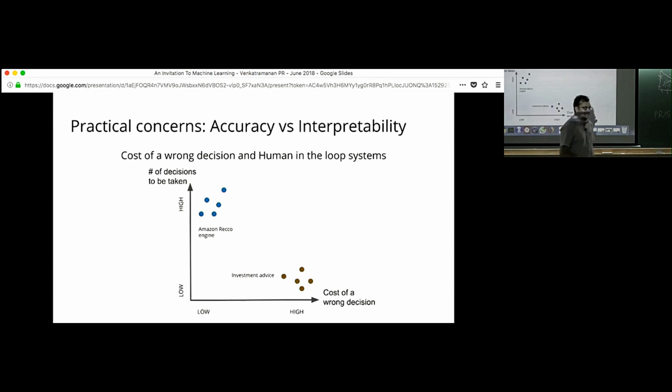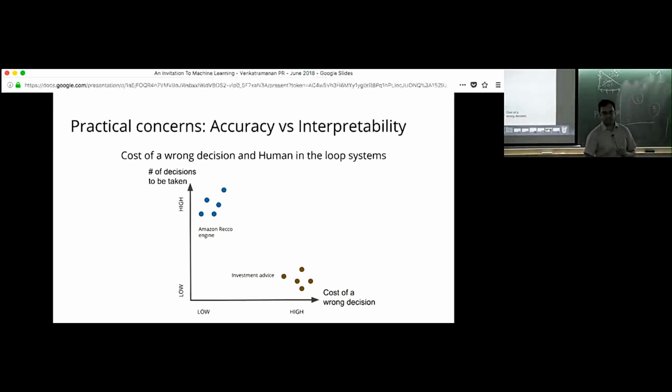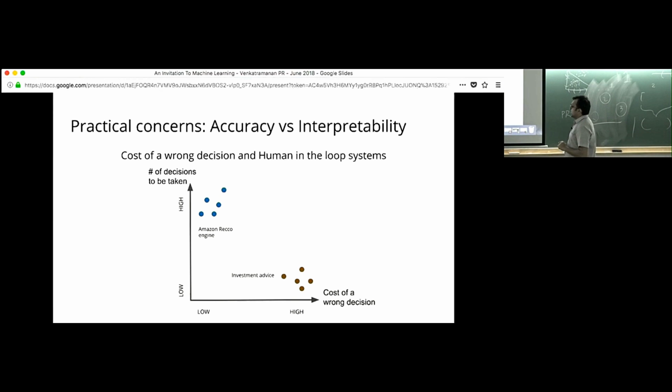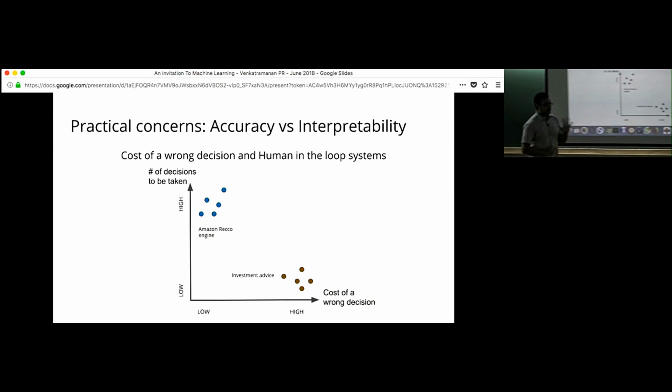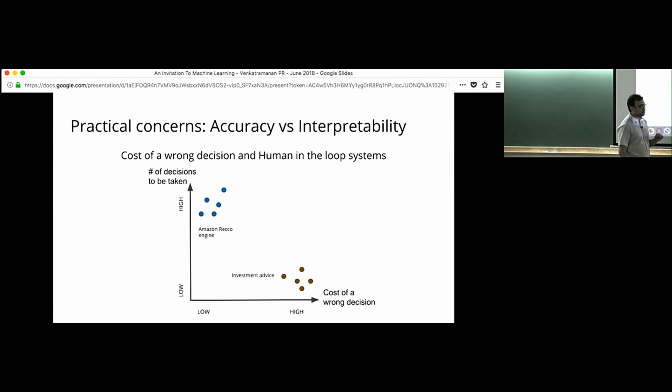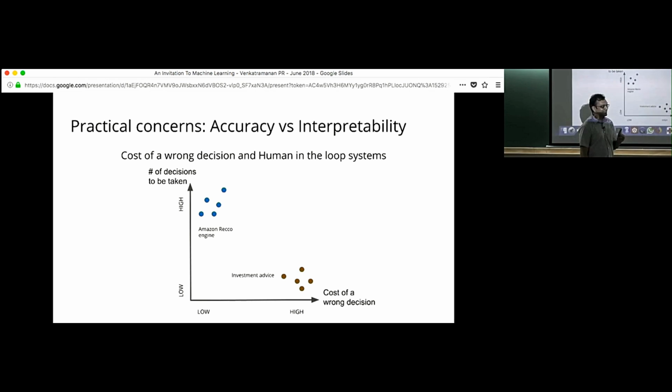Some practical concerns that we need to keep in mind while building such applications, right? There are two kinds of things that we need to keep in mind. Anupam, I might need 5 minutes more. Is that okay? How much time do I have now? 5 minutes. 5 minutes.